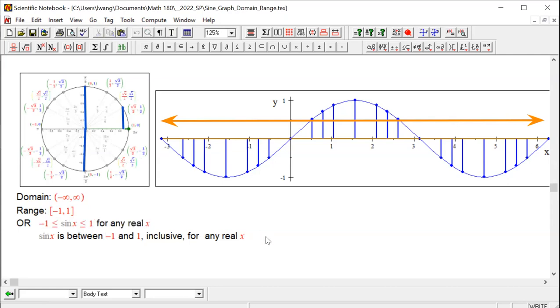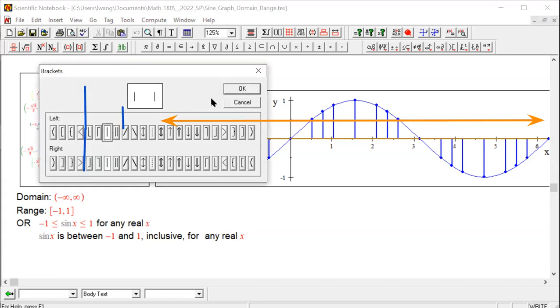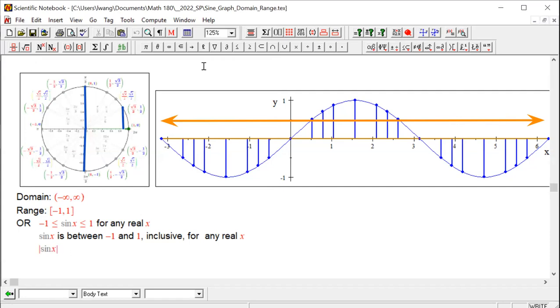Another form, which is also very useful, is in absolute value form: the absolute value of sine x is less than or equal to 1, for any real number x. So these are the 3 forms. If you give me the first answer when tested, you probably will not get much credit. But if you show me this one, you're going to get more points. You'll get more points for these 2 forms, and these 2 forms are very, very useful. So get used to them.